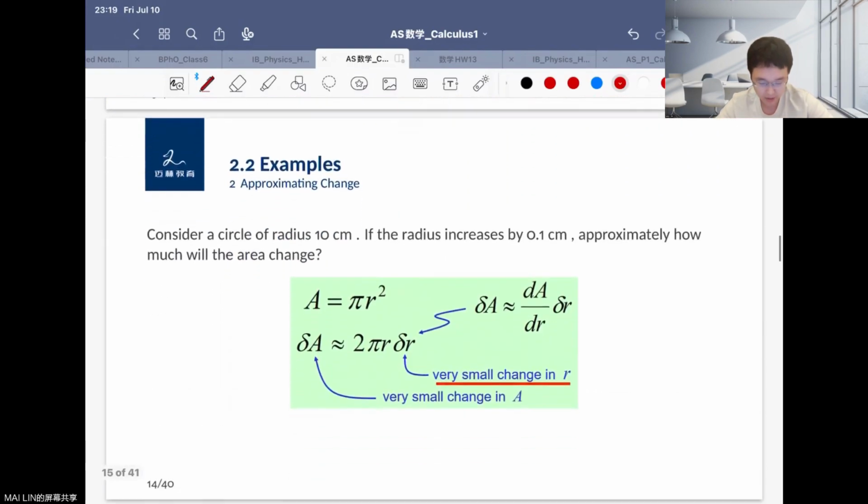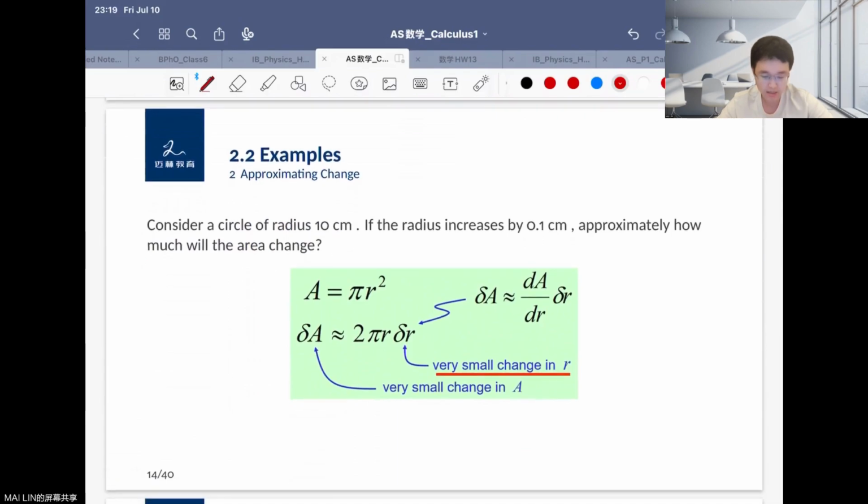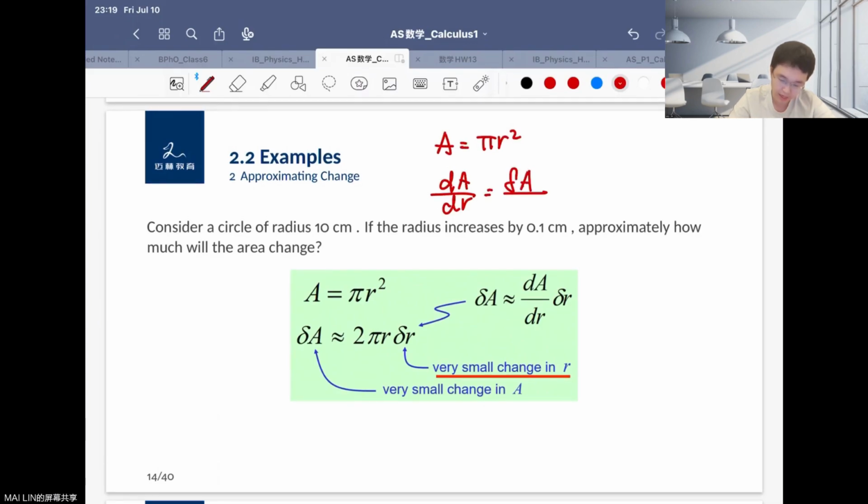So for example, here the problem is that a circle has a radius of 10 centimeters, and the radius is increased by 0.1 centimeter, and approximately how much will the area change, right? So for this problem, we can set area equals pi r squared, right? So also we set that dA over dr equals the small change, delta A over delta R, maybe the change in A over the change in R, right? So we're only using this part of it.